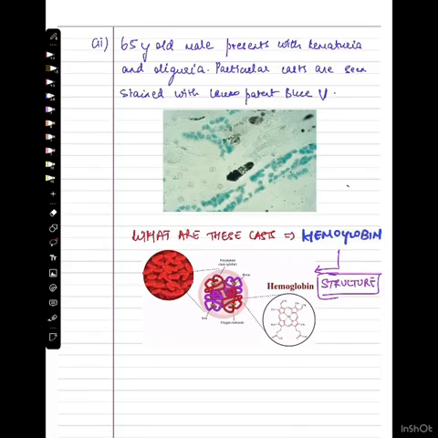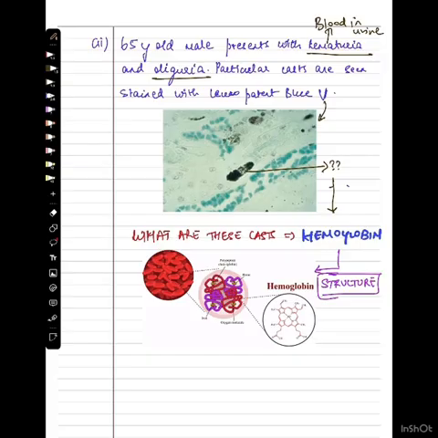The second case, a 65-year-old male presents with hematuria and oliguria. Hematuria is nothing but blood in the urine. Now particular casts are seen which are stained with luxol fast blue stain. So what are these casts? As you can see here, these casts are nothing but hemoglobin.